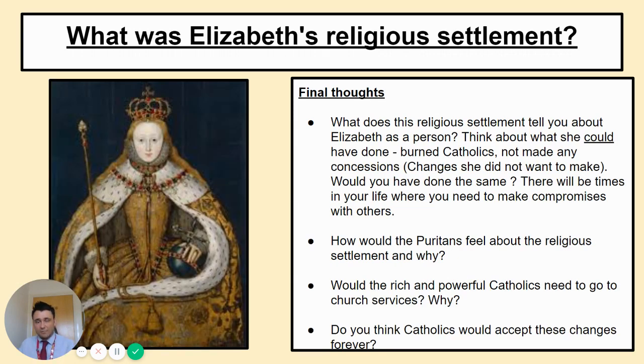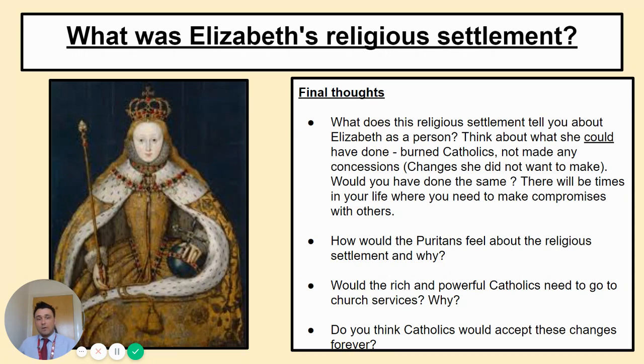Just some final thoughts then before we end this lesson. First of all, what does this religious settlement tell you about Elizabeth as a person? And think about what she could have done here. Elizabeth could have taken to the throne and said, I'm a Protestant, we're doing things the completely Protestant way, and if you don't do as I want, I will burn you like my sister did. She could have just gone and burned all the Catholics. She didn't have to try to make the churches more welcoming for them. She didn't have to make what we call concessions, these changes to her religion, to her faith to please people.